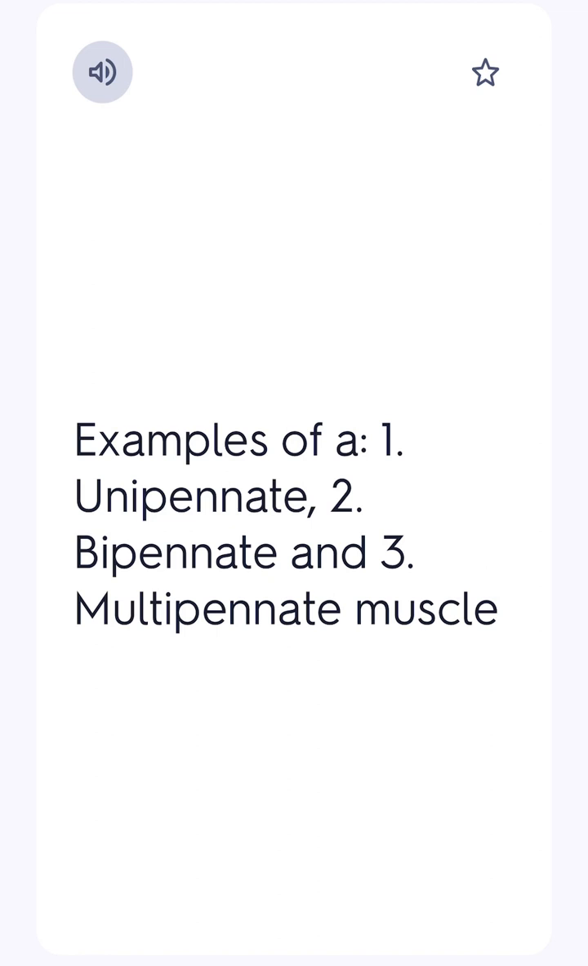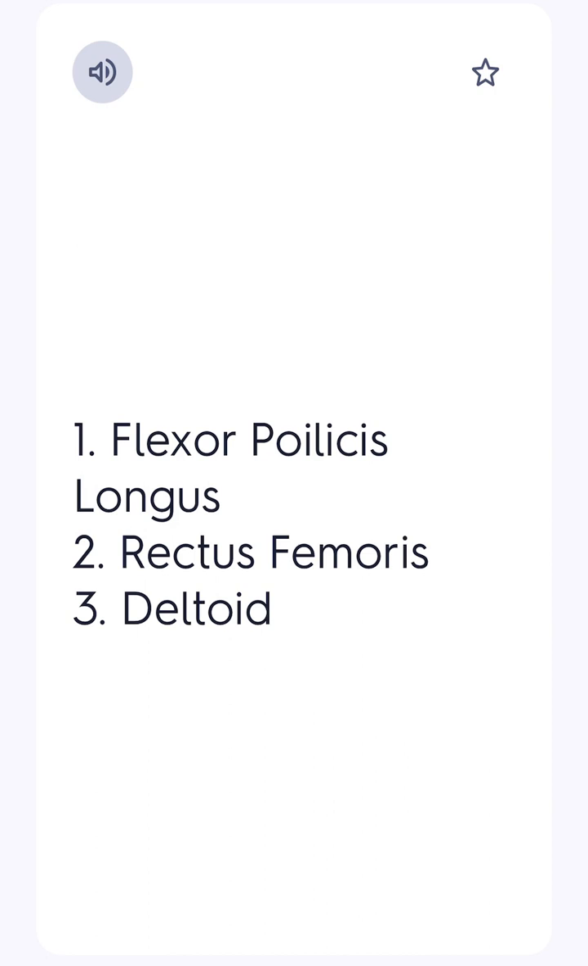Examples of a 1. Unipinnate, 2. Bipinnate and 3. Multipinnate muscle. 1. Flexor pollicis longus. 2. Rectus femoris. 3. Deltoid.